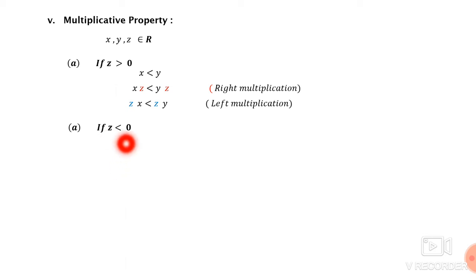If z is less than 0, it means any negative number, then x is less than y. When we multiply both of them with a negative number, what happens? The inequality reverses. Previously, x was smaller than y, but when we multiply both sides with z, the smaller side has now become greater and the greater side has now become smaller.